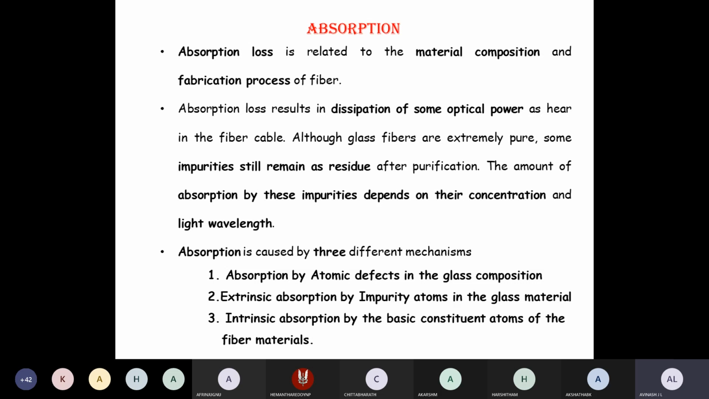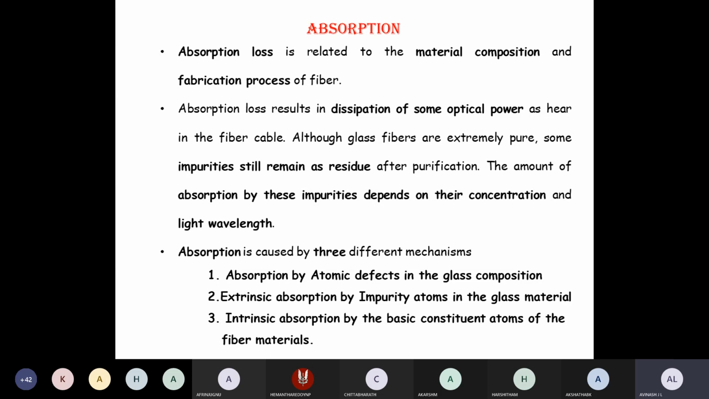The second parameter is the extrinsic absorption by impurity atoms in the glass material. The third thing is intrinsic absorption by basic constituent atoms of the fiber material.